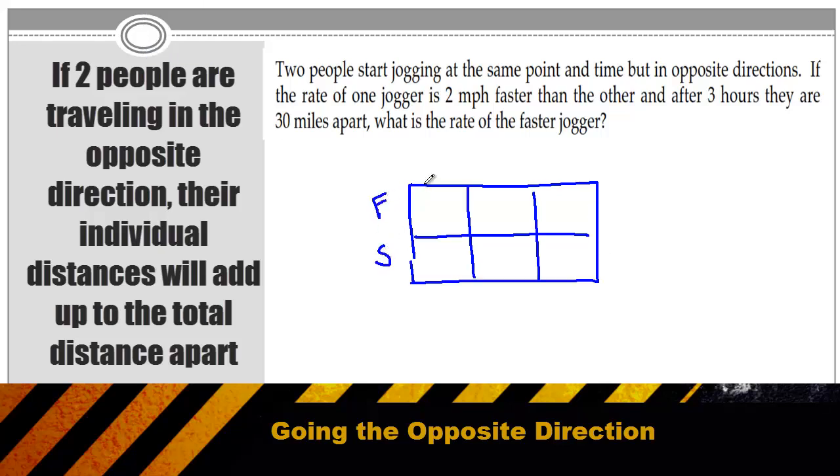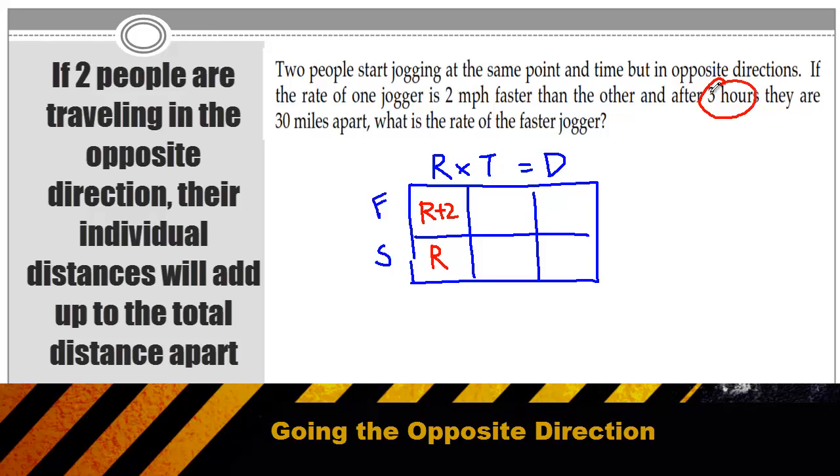So again, I'm going to start off by building my rate table, where I have my fast jogger and my slow jogger, and we're using the equation that the rate they run times the time they run is going to equal their total distance. We don't know the rate of the slow jogger, but we do know that the fast jogger is 2 miles an hour faster than the slow. So I can call the slow jogger's rate just r. And the fast jogger will be r plus 2.